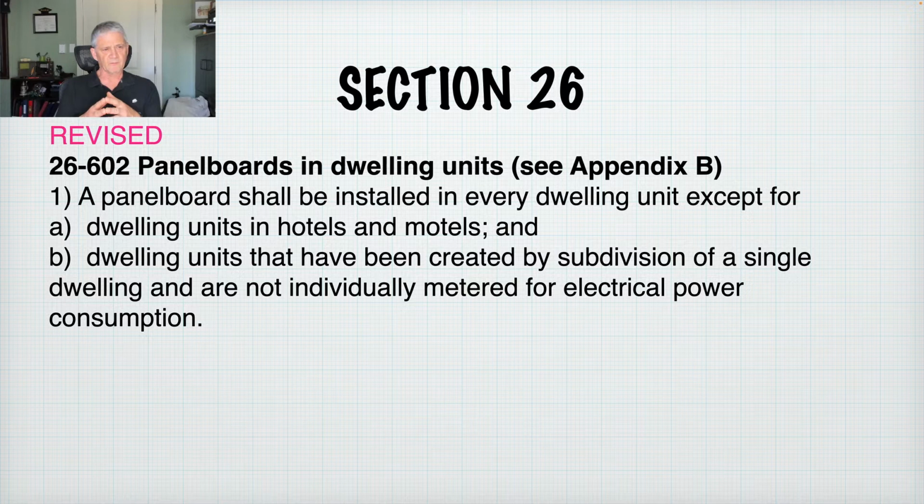This rule here, so Subrule B applies to a dwelling unit that has been created by subdivision. That is typical of a single-family dwelling with a secondary suite. It's subdivision of a single-family dwelling, but they're not individually metered. You can have them individually metered, but if they're not individually metered, they do not require one in each suite. That's the rule in the code book. Now, keep in mind, some authorities having jurisdiction will ask for that panel in that suite, we'll call it.